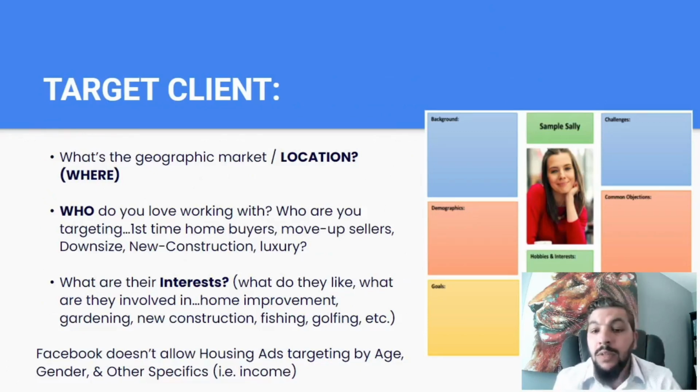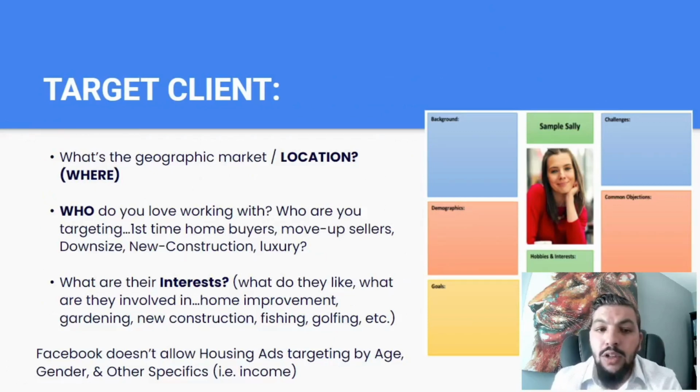And you might say, well, Facebook needs to run housing ads in a 15-mile radius, so that's going to be more than my city. Should I market to all the other cities? You don't need to. Focus on one city or one market or one town. Yes, you do need to advertise within the 15-mile radius of that, but you want to be specific on the location of your target client. So the first is the where. The second is the who.